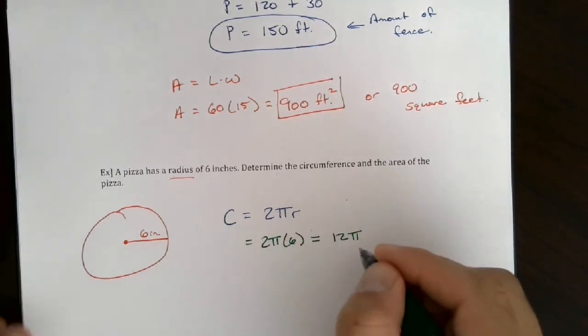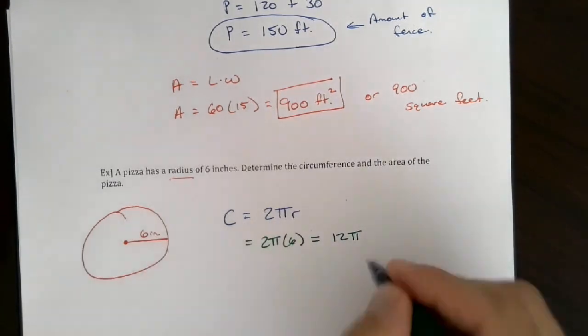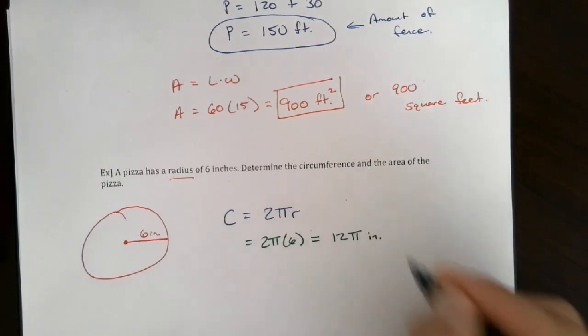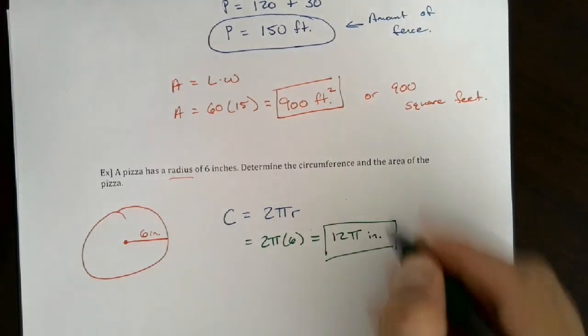Now, what are the units on this? Well, the units are, right? Circumference is the distance around the outside. Those are linear units, just like perimeter is. So it's in inches. This is the exact answer. Make sure you understand that.